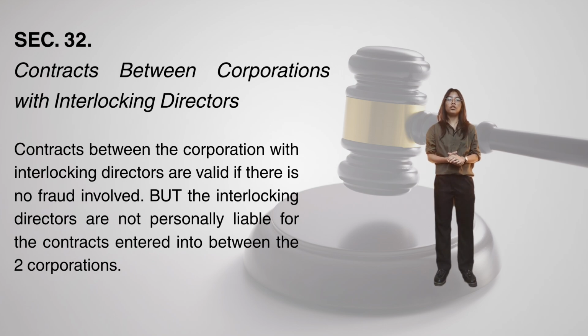Section 32. Contracts between corporations with interlocking directors. This section discusses situations where one person is a director in 2 or more corporations. Contracts between these corporations are valid as long as there is no fraud or conflict of interest. The interlocking director is not personally liable for the contract unless fraud is proven.